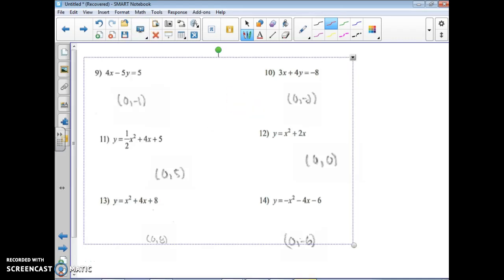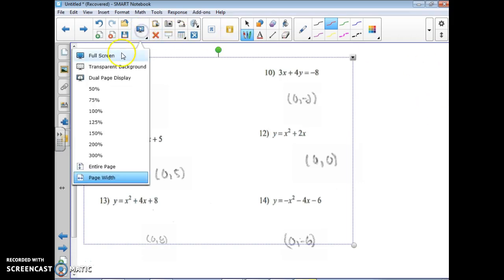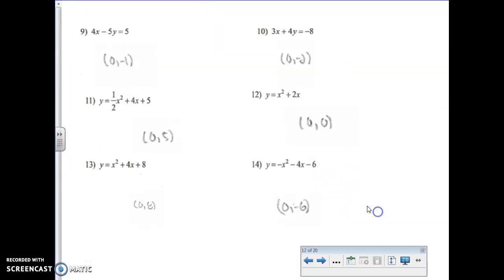Guys, here's the answers to 9 through 14. I encourage you guys just to look at these, and if you have any questions about them, ask me, and I can definitely help you guys out. Those are the answers for 9 through 14. You can pause it if you want to look at some more.